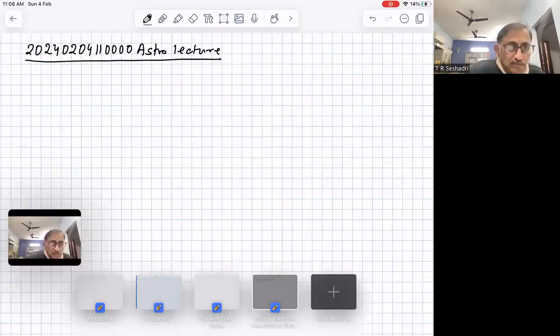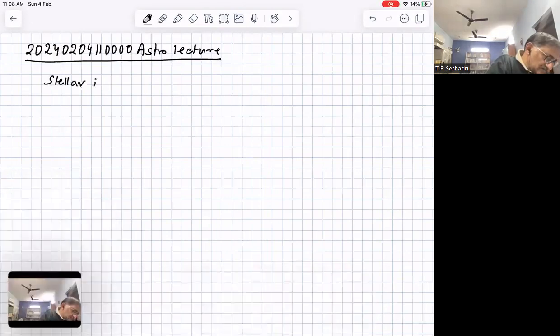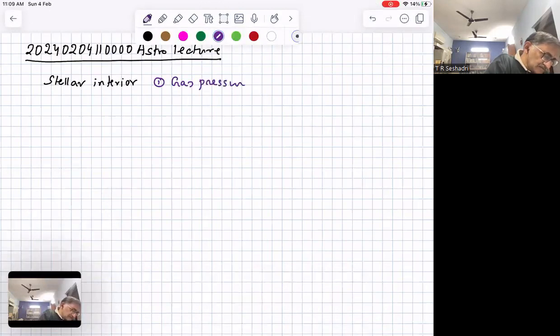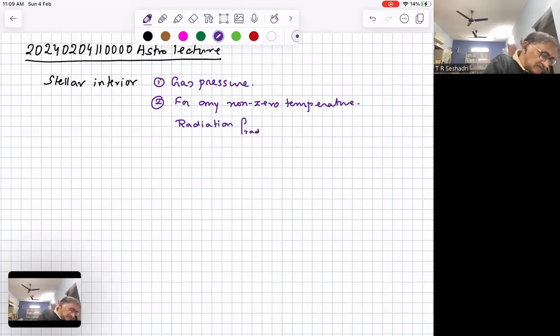Now in stellar interior, we have one, the gas pressure, then two, for any non-zero temperature, there is always radiation, with radiation density equal to A T power 4 and pressure of radiation equal to 1 by 3 A T power 4. Is this okay?